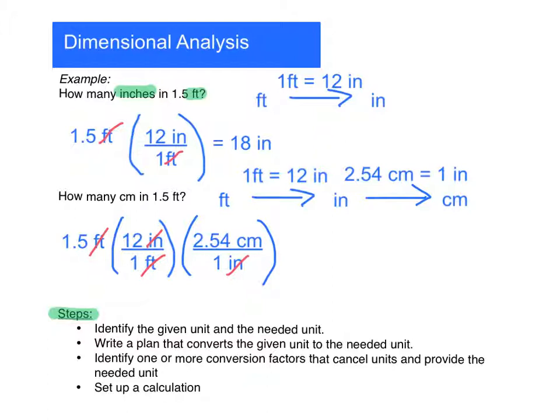So we have 1.5 times 12 times 2.54 divided by 1 divided by 1, and that gives us 46 centimeters. All right, we're going to practice these a little bit in class. If you're not familiar yet with what you're doing, you'll have a chance to try again and get some help. And then we're going to introduce chemical concepts to these techniques and use them to calculate chemical quantities.